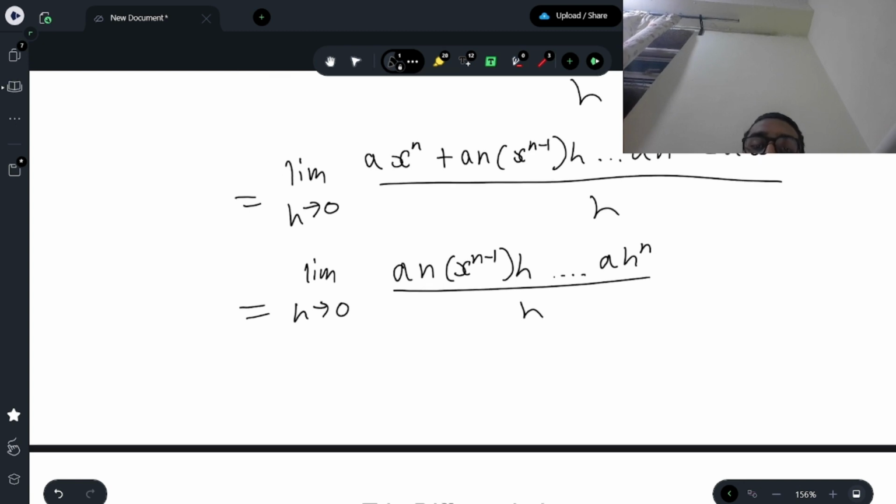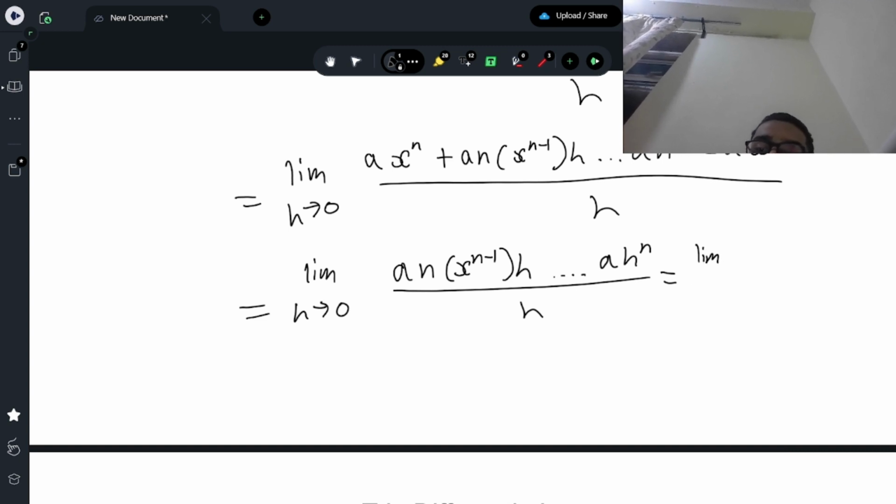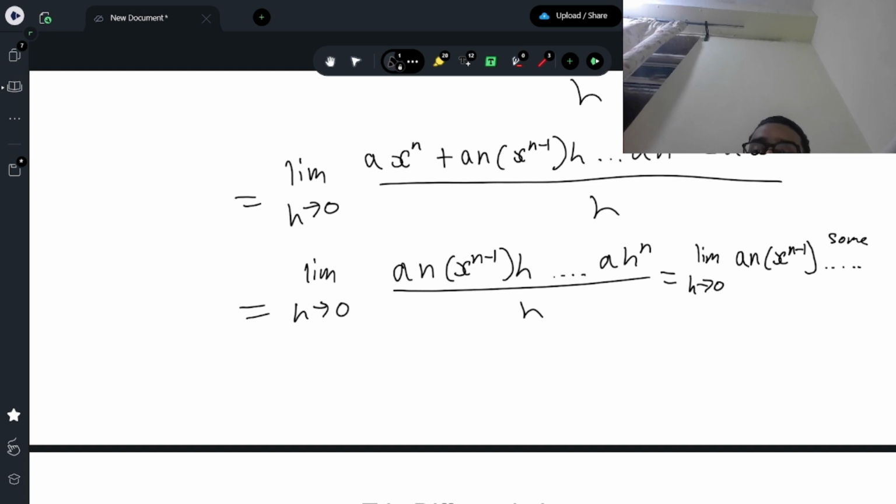And then what happens is that this h cancels because there's only one of them. However, all the other terms are going to have more than one h, so they're not going to cancel. So they will all have some number of h's in them. So this will give us the limit of h approaching 0 of a n x to the n minus 1. That h is cancelled, and everything else is going to have some number of h's in them.